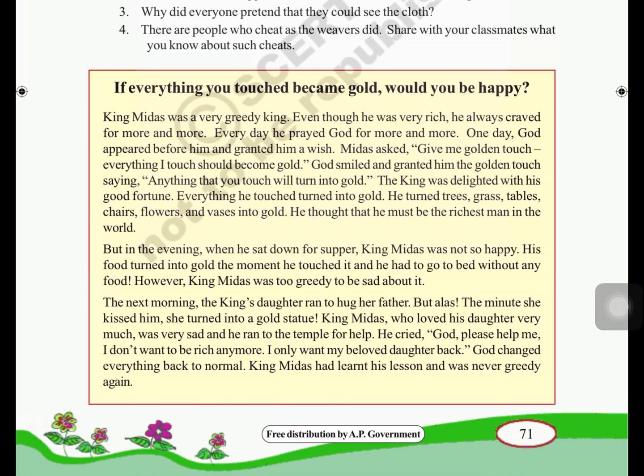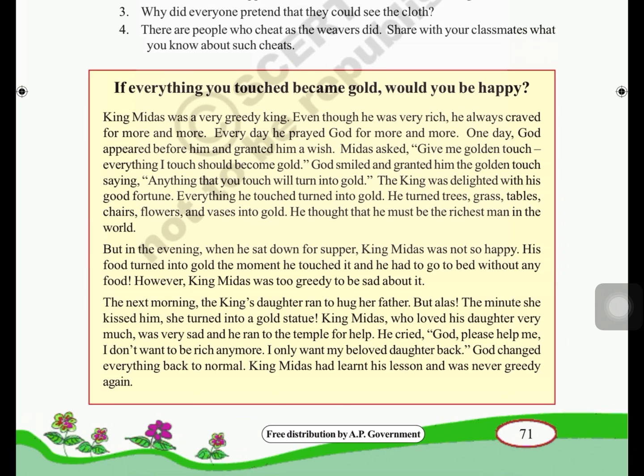And immediately what did he do? He ran to the temple for help. He cried, God, please help me. I don't want to be rich anymore. I only want my beloved daughter back. God changed everything back to normal. King Midas had learned his lesson and was never greedy again.